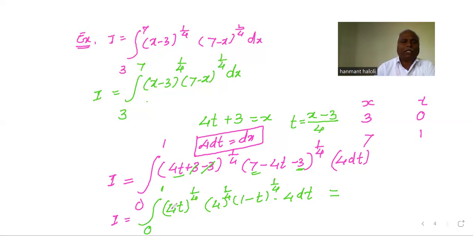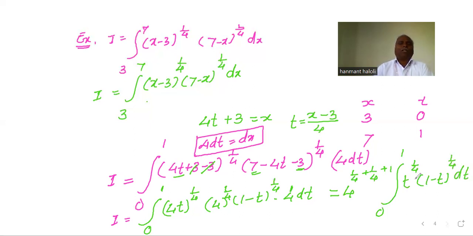Now see how many times 4 is there. At all the times you have to take it outside. Here 4 is to the power 1 by 4, one more time 4 to the power 1 by 4, and here is the 4 from dx, with index 1. Then the index is the sum of the powers of all 4s. Integral 0 to 1 of t raised to 1 by 4 into (1 minus t) raised to 1 by 4 dt. This becomes the standard beta function form, and we add these numbers to get the values.